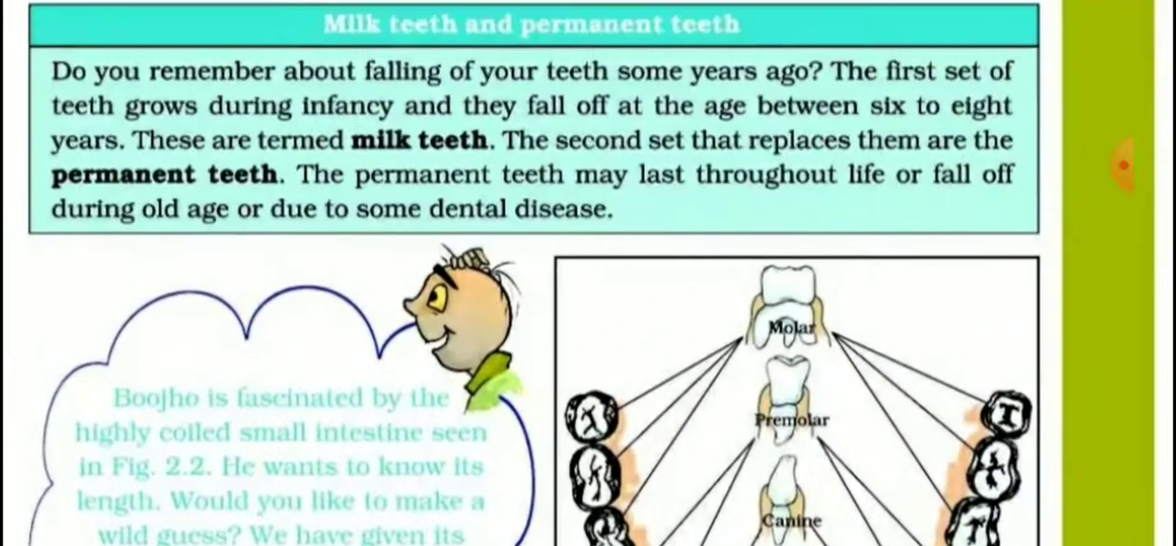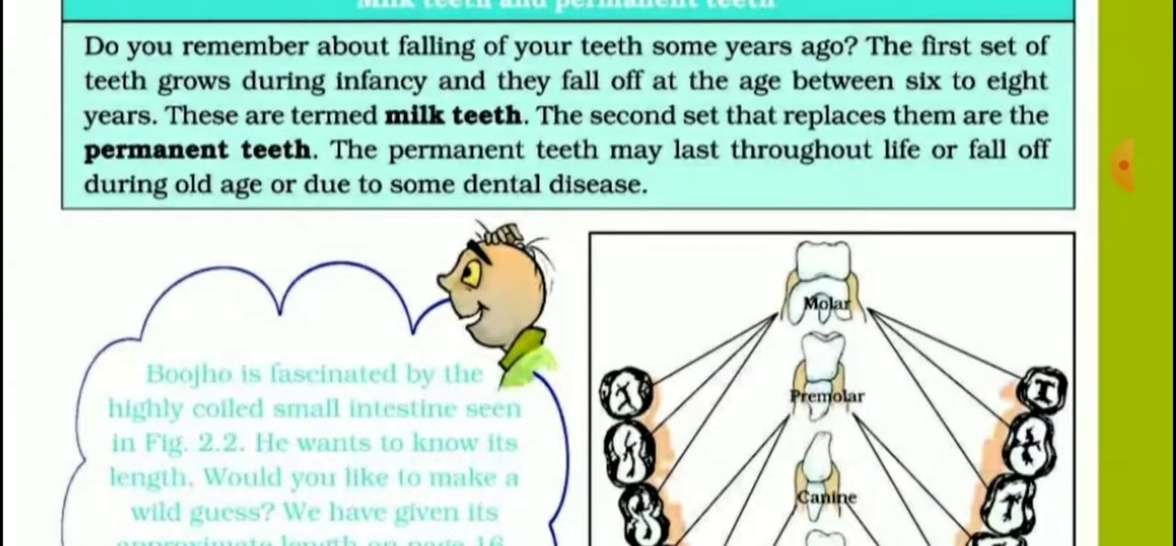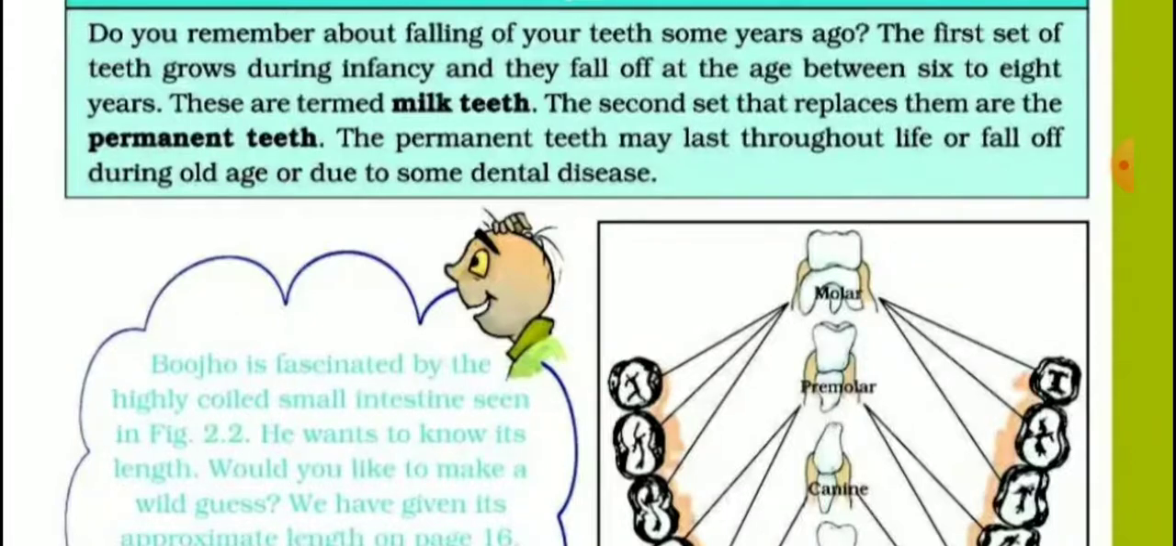Okay, listen, students. First, milk teeth and permanent teeth. What are milk teeth? Do you remember your teeth falling off some years ago? The first set of teeth grows during infancy. What is meant by infancy? Infancy means the childhood stage. They fall off between the ages of 6 to 8 years. These are termed milk teeth.